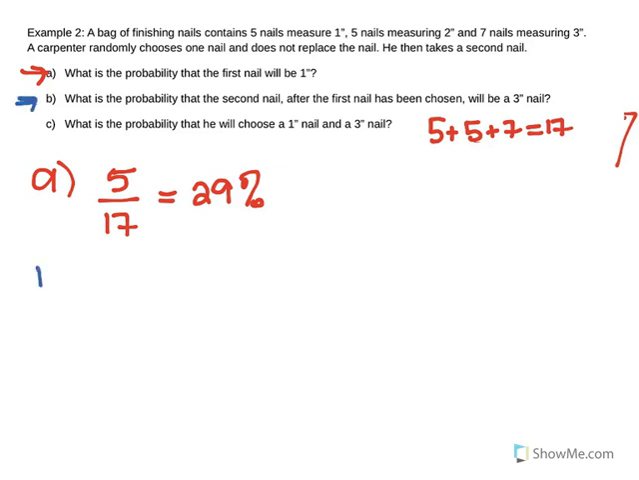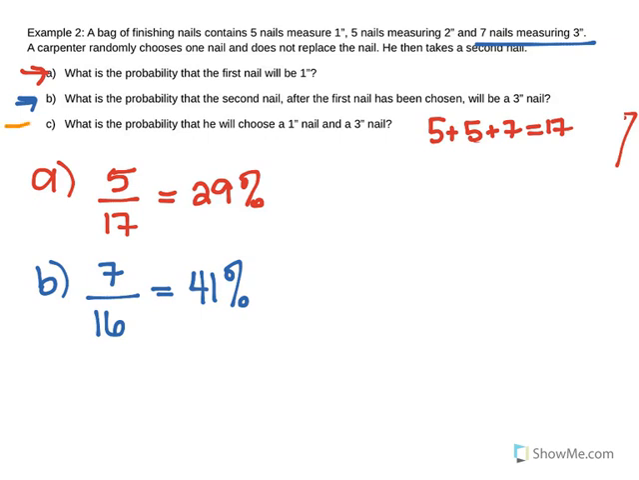Okay, part B. What's the probability that the second nail, after the first nail has been chosen, will be a 3-inch nail? So we still have 7 remaining 3-inch nails in the bag. So there's 7 nails to choose from. However, we have 1 less nail in the bag, so it would be 16 as our total. So divide those, times by 100, and we have a 41% chance now of grabbing a 3-inch nail. So separately, these 2 things have a probability.